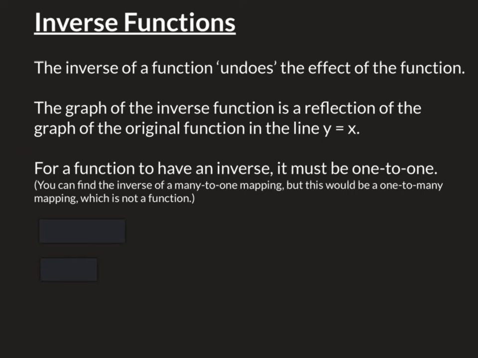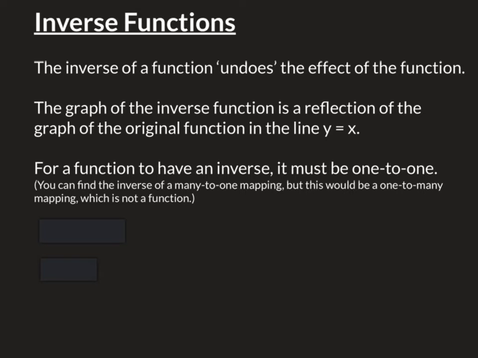So this is something new that kind of uses what we learned last lesson. For a function to have an inverse, it must be 1 to 1. We can find the inverse of a many to one mapping, but it's not technically going to be a function, so we would say it hasn't got an inverse. So for a function to have an inverse, it must be 1 to 1.